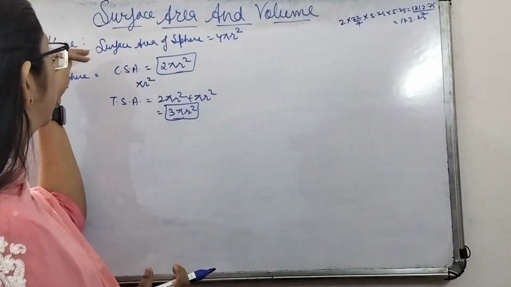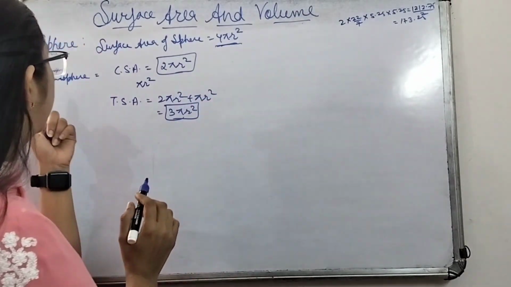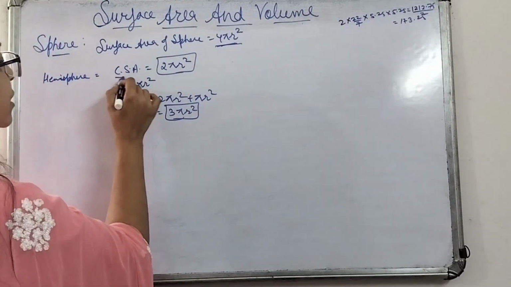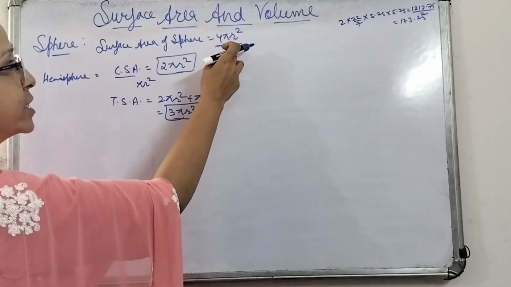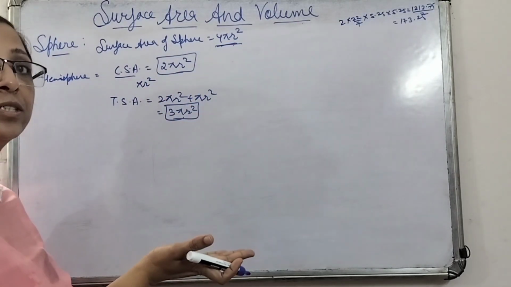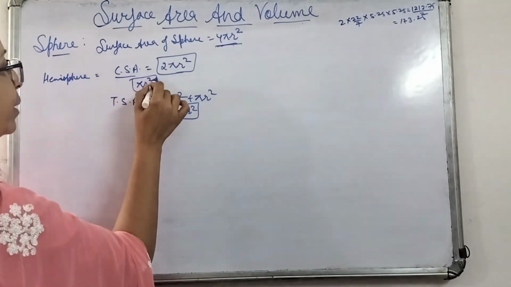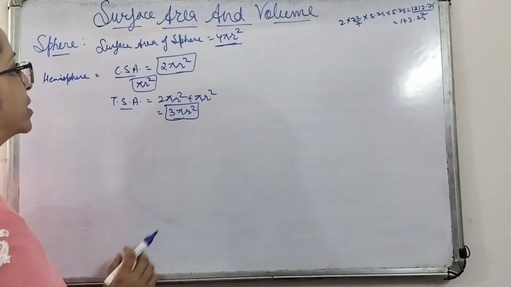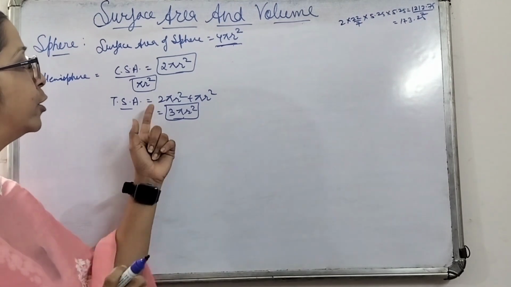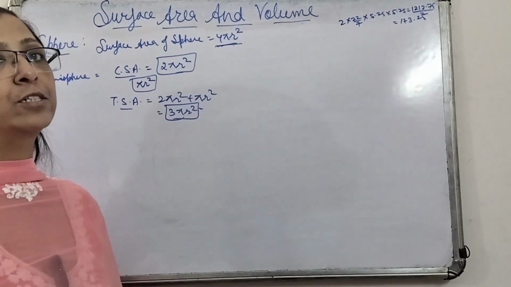That's the reason the surface area for a sphere was 4 pi r square, and for the hemisphere, the curved surface area will be half of the curved surface area of the sphere, that will be 2 pi r square. But because the bottommost surface is even there, which is circular, the area of that will be pi r square. So total surface area of the hemisphere will be 2 pi r square plus pi r square, that is 3 pi r square.